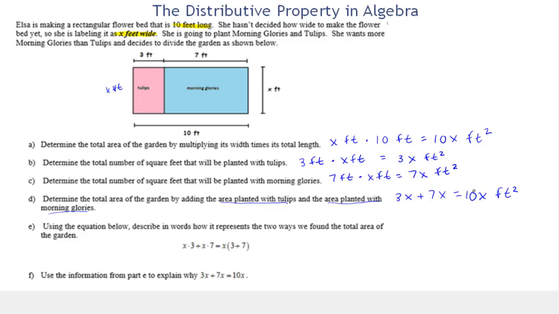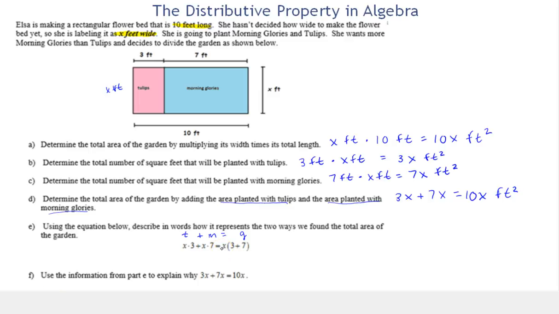Now it says, using the equation below, describe in words how it represents the 2 ways we found the total area of the garden. Well, the x times 3, remember that was the tulips. The x times 7 was the morning glories. And if we add those quantities together, we get the total garden, which I'll call G. So notice this is x times the sum of 3 plus 7. So when I added 3x plus 7x, notice that's equivalent to adding the 3 plus 7 to get 10 and multiplying it by the result x.